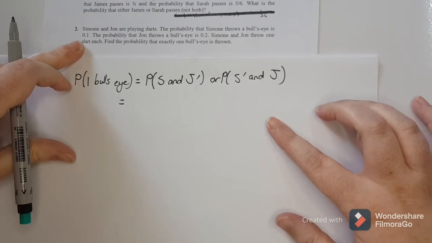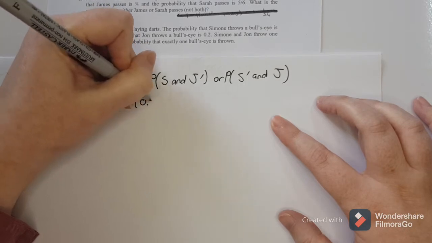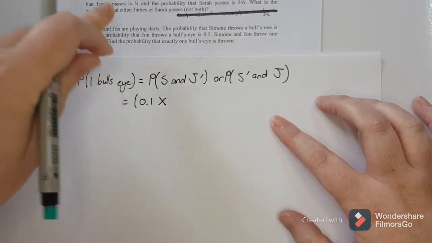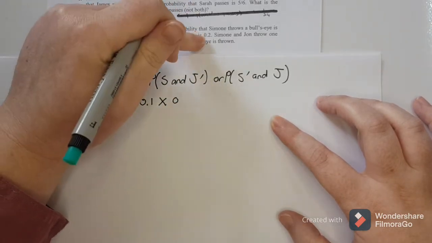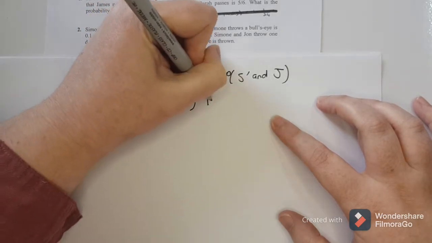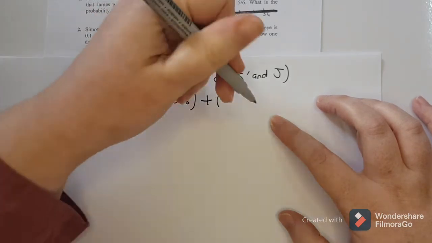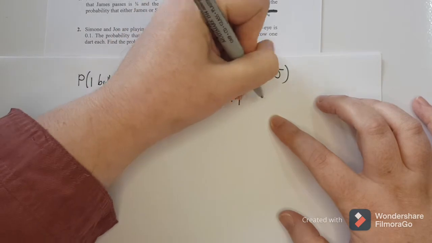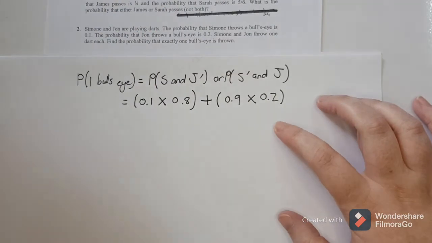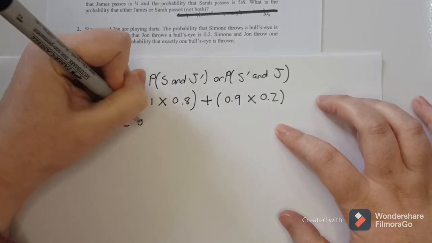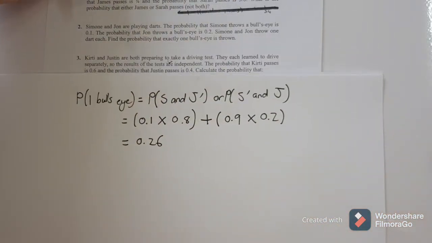Simone's probability of throwing the bullseye is going to be 0.1. So 0.1 times John not throwing the bullseye would be 0.8, because it's 1 minus that. Or, so we add, Simone not throwing it would be 0.9, because it's 1 minus that, times John throwing it as 0.2. So if we type that into our calculator, we get 0.26.